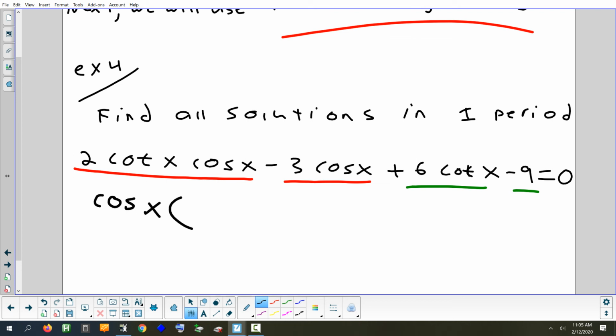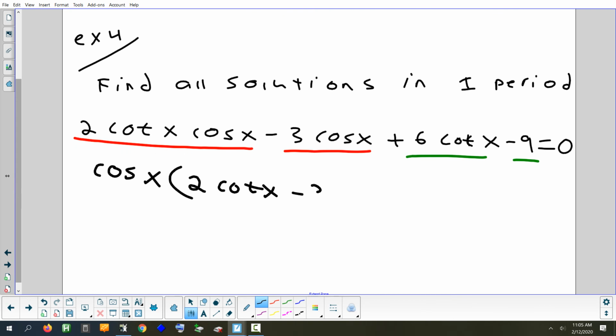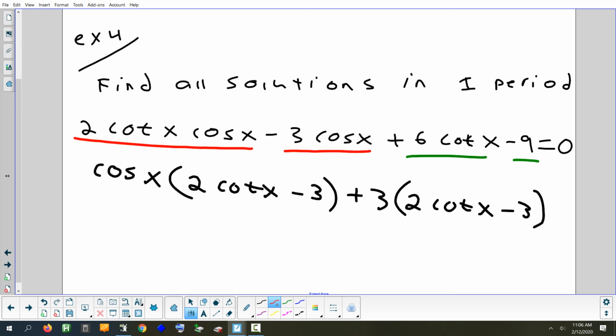Cosine. If you factor it out of the first term, what does that leave you with? 2 cotangent. Copy down your minus. And what if you factor it out of the second term? 3. So the goal now is when you factor out what the green ones have in common, you get 2 cotangent minus 3 again. If you do, then we're good. If not, then you're in trouble. So what can you factor out of the ones in green? 3. If you factor a 3 out of the 6, what do you get? 2 cotangent x. And factor 3 out of 9? 3.